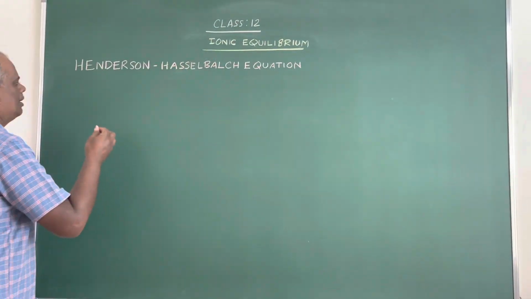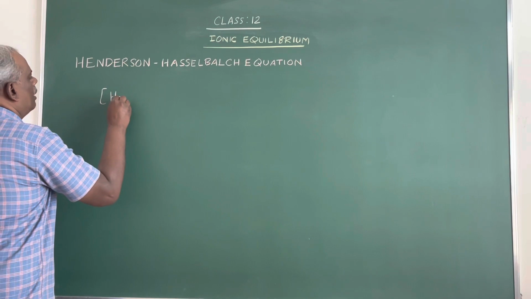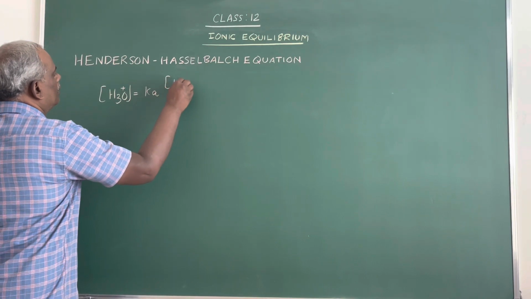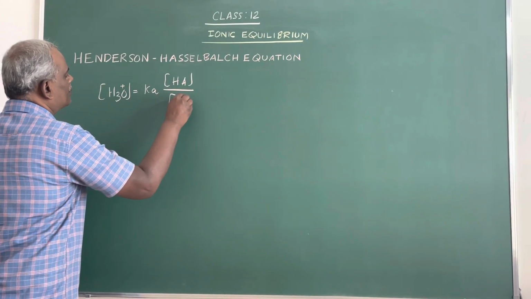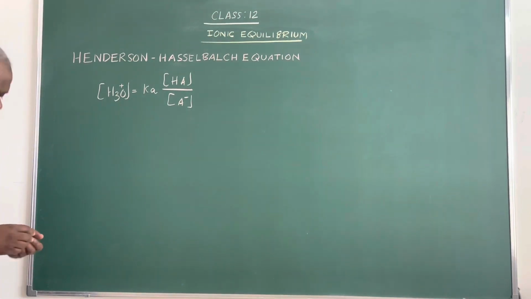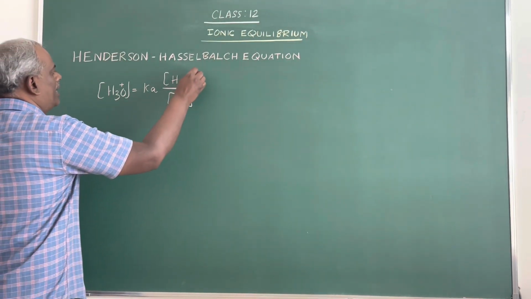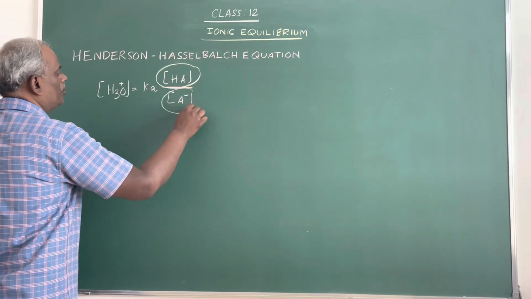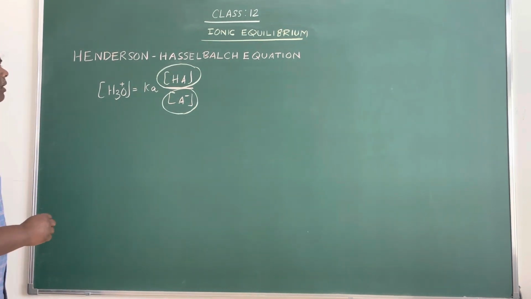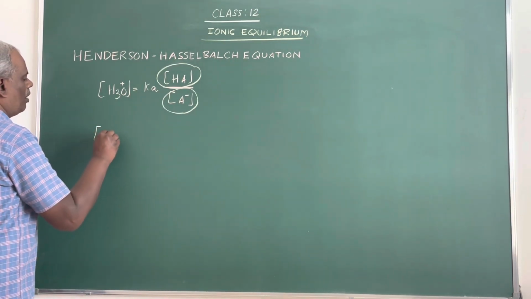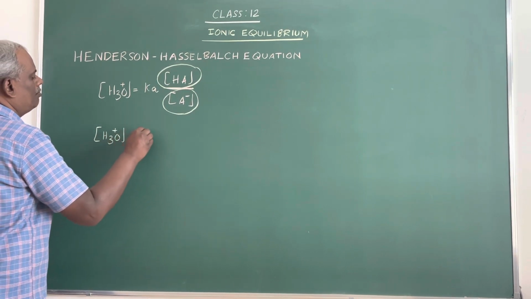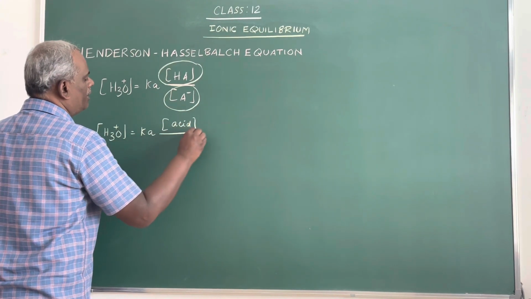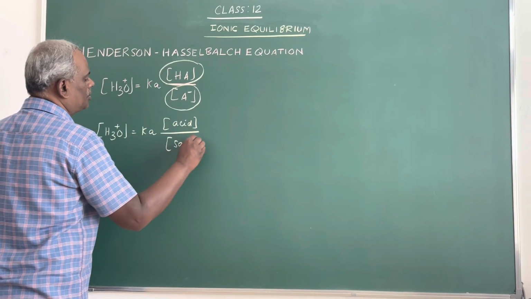Yes, we have got an expression like this. The hydronium ion concentration is equal to Ka into HA by A minus. So in this particular equation, I can write the HA as the original concentration of a given acid, and A minus is taken as the original concentration of salt. And if you do so, we have hydronium ion concentration equal to Ka into the concentration of acid divided by the concentration of salt.